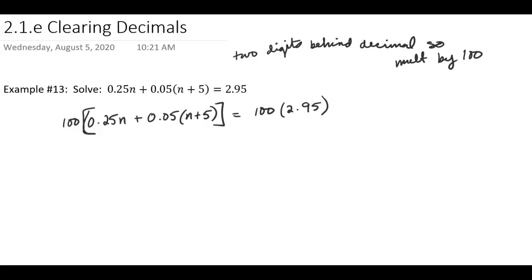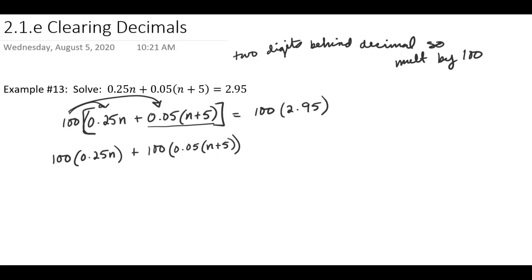Okay, now when I distribute, I'm going to have 100 times 0.25n. And then I'm going to have 100 times this whole expression. Now, when I'm saying that whole expression, I mean all of this. So it's 100 times 0.05, which is times the n plus 5. I guess I could have brought the brackets in again.